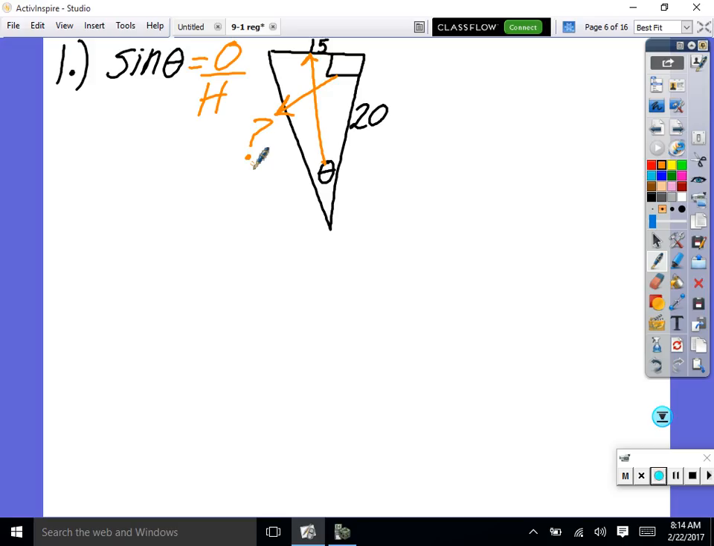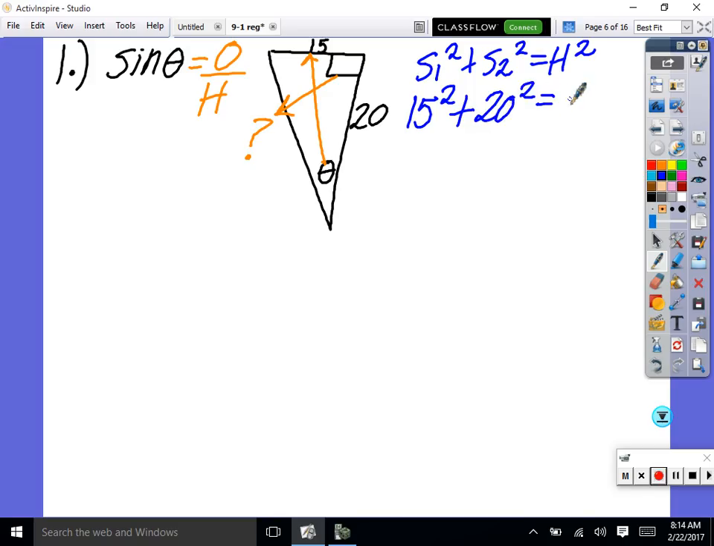Since it's a right triangle, can't we quickly do the Pythagorean theorem to figure out the hypotenuse? Let's quickly go through the math. We'll do side 1 squared plus side 2 squared equals the hypotenuse squared. Side 1 squared would be 15 squared, or 20 squared; order doesn't matter. The other side is 20 squared. Our hypotenuse has to be on this side of the equation, so equals h squared. Solve for h. You'll type in 15 squared plus 20 squared.